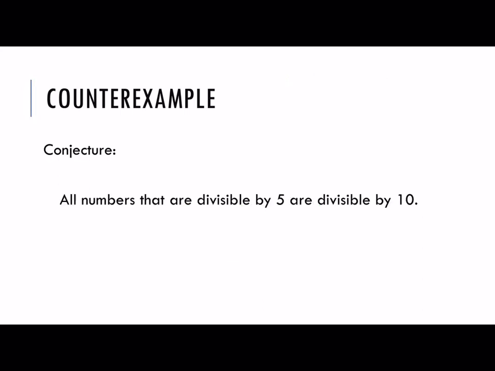What about all numbers that are divisible by 5 are divisible by 10? So a counterexample would need to be something that is divisible by 5, but contradicts this last part. It has to not be divisible by 10. Okay, so quick review, divisible means it goes evenly into the number with no remainder. So, for example, the number 15 is divisible by 5, but is not divisible by 10. So that would disprove this statement.